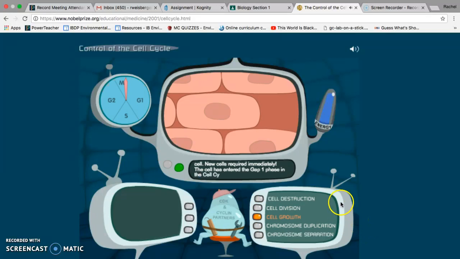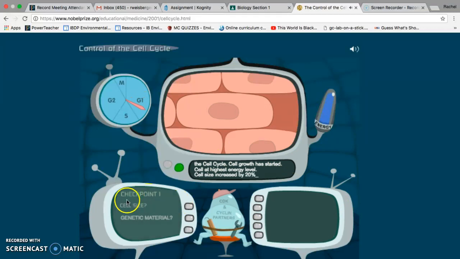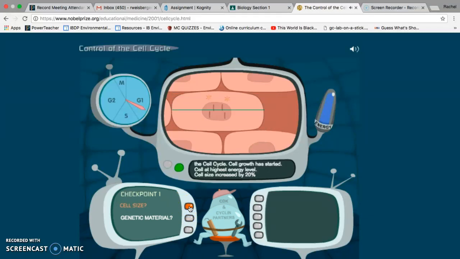If you get something wrong, it just tells you that you got it wrong. So we say, okay, it's growing, increasing in size so that it can fill that gap for the missing cell. And now we have a checkpoint. This is the real job of the CDK and the cyclin, to make sure that everything is functioning normally. So we'll check the size. It's like doing a scan to make sure the size is good. It says it's big enough to continue on. And then this one is saying that we're checking the genetic material at this point too, just to make sure it's normal.